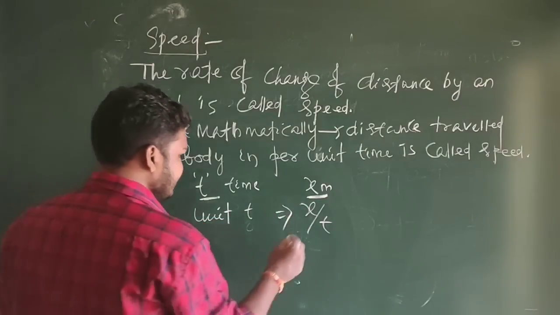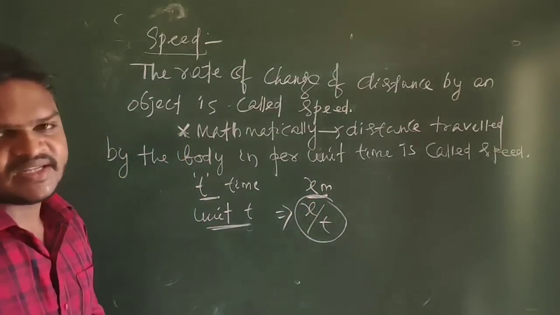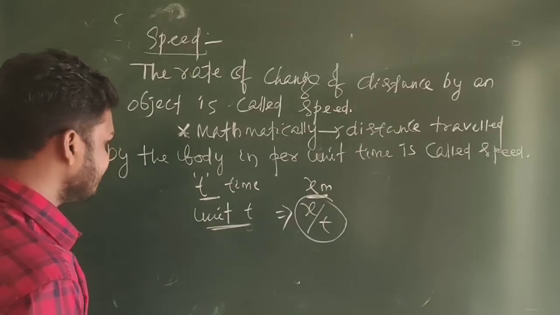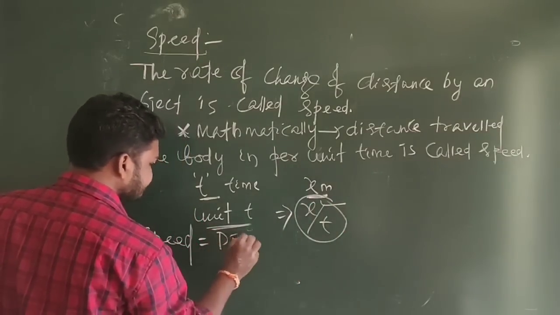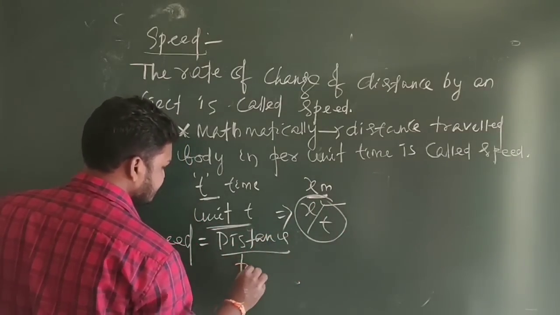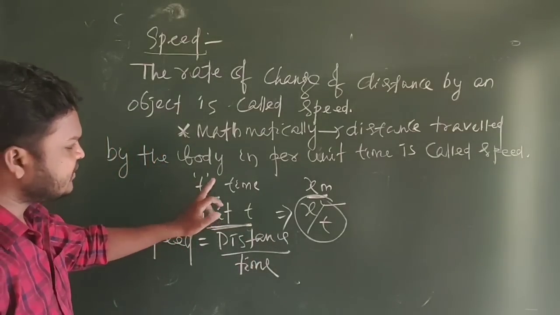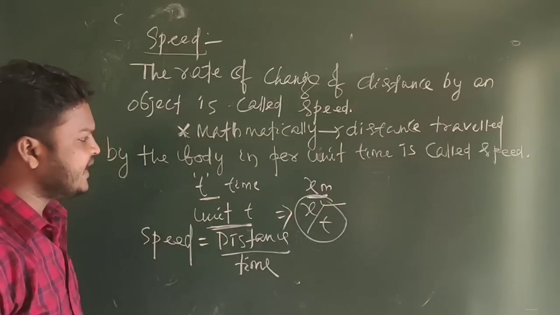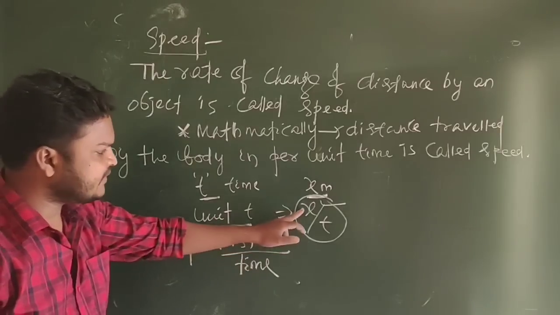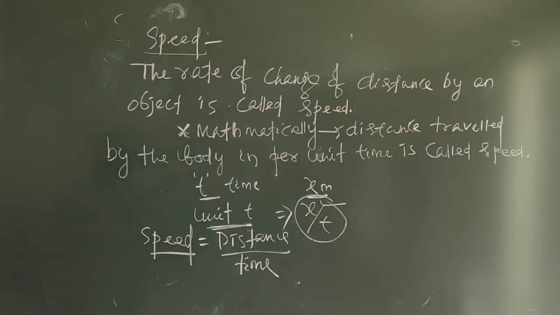upon t. And for unit time, the distance the body covers, that we call speed. That means speed is equal to distance upon time, per unit time. If the body travels x distance in t time, then per unit time the body travels x by t, and the body traveling x by t is called speed. So distance upon time is speed.